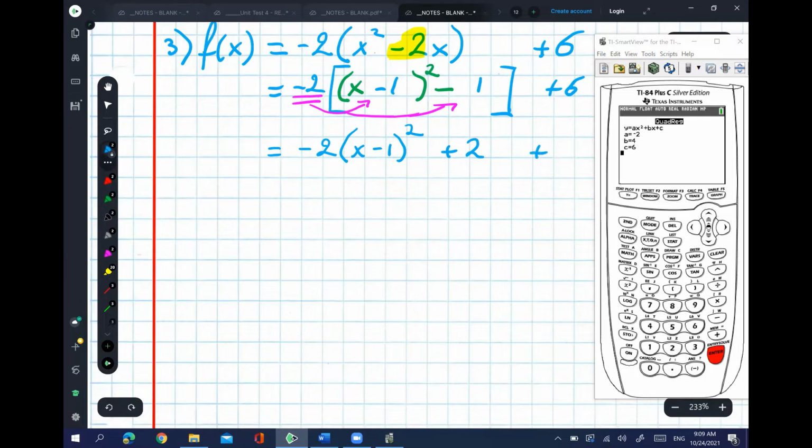Don't forget the +6. And finally, I will simplify those two. I'll have +8.